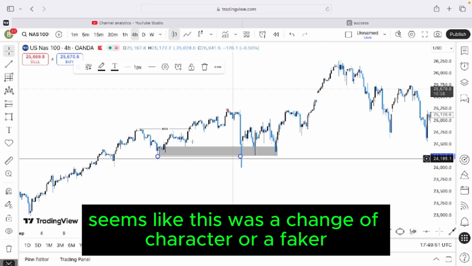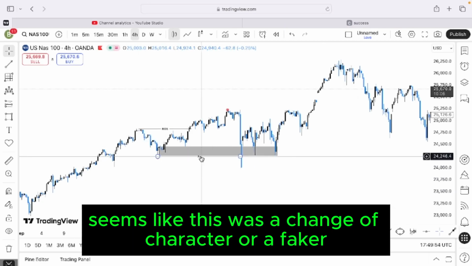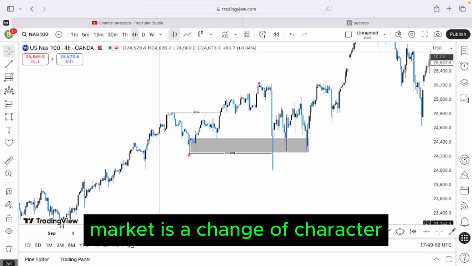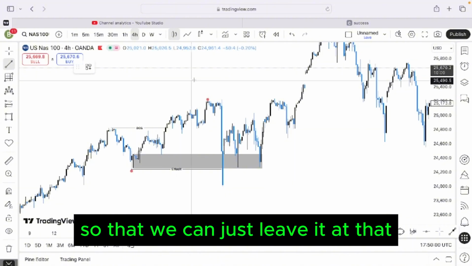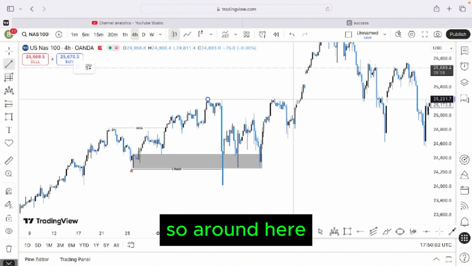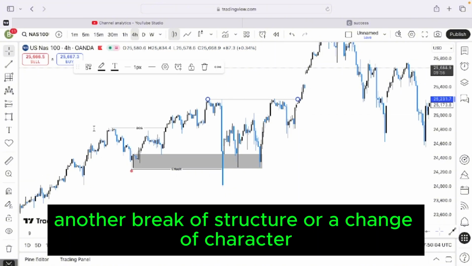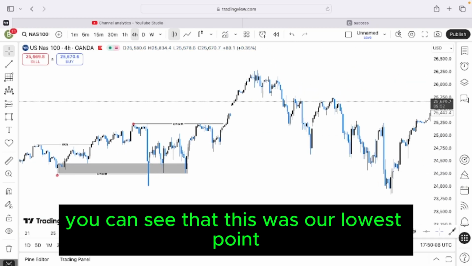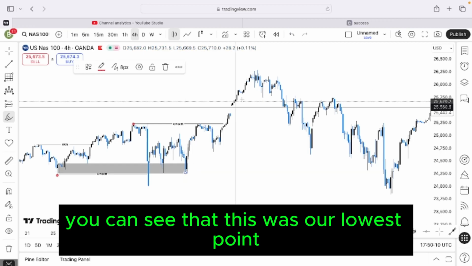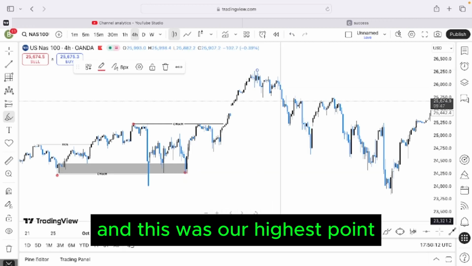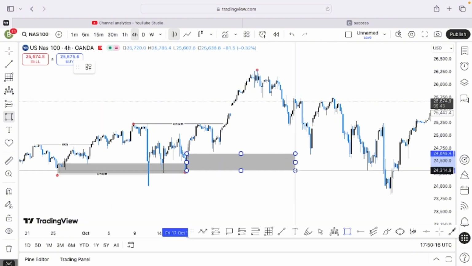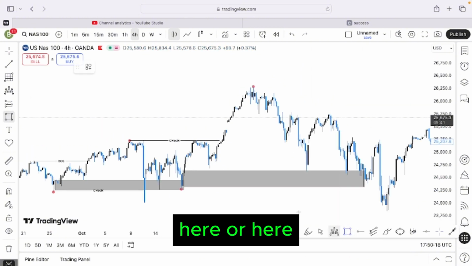So it seems like this was a change of character or a fake out, but we're just going to mark it as a change of character so that we can leave it at that. So around here, another break of structure or a change of character. And looking at the current structure, you can see that this was our lowest point and this was our highest point, and the area of interest would have been around here, here, or here.